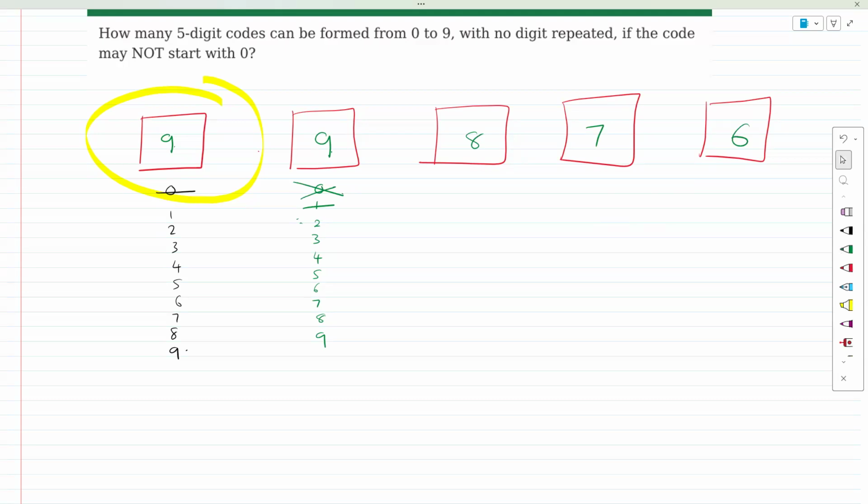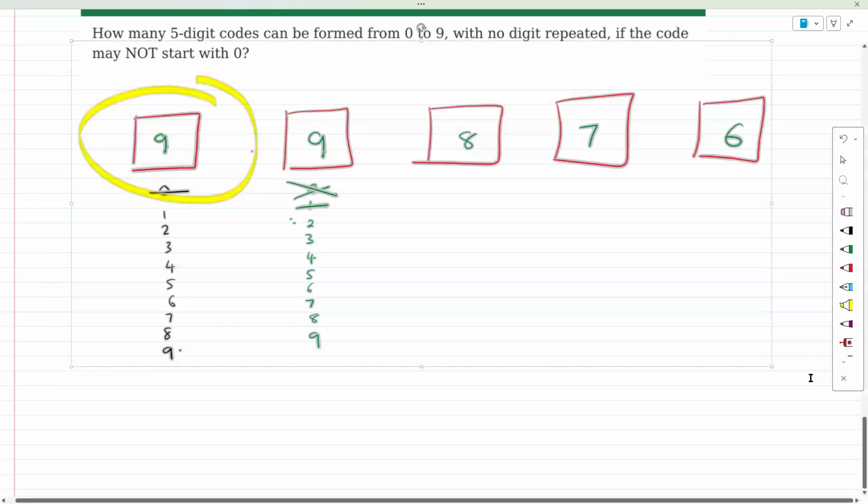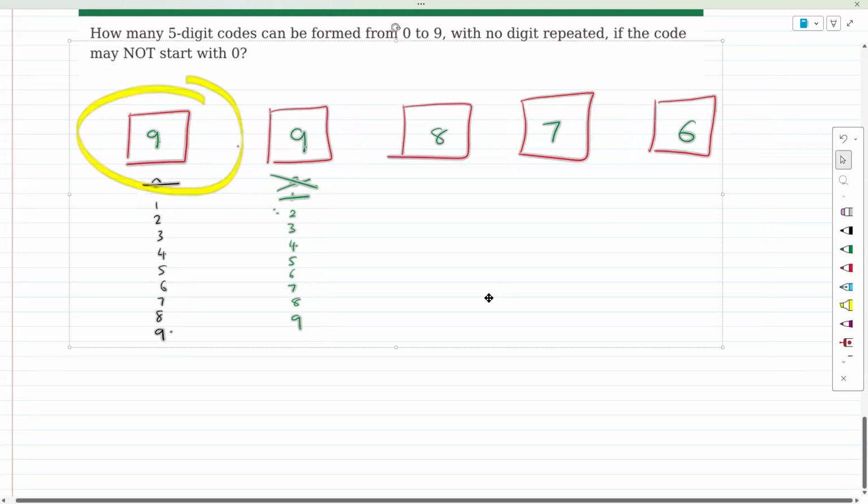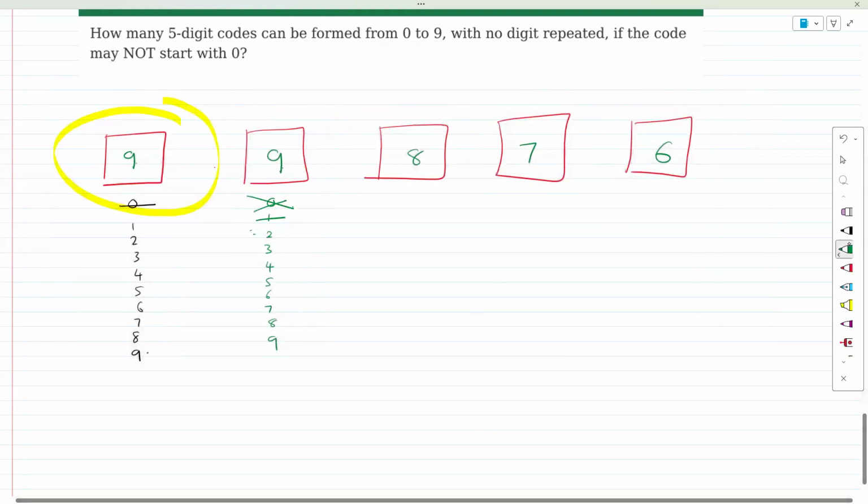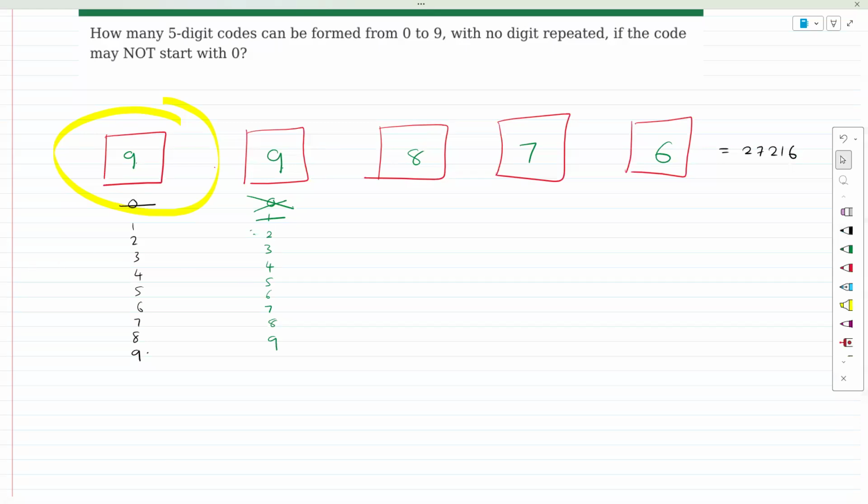When you multiply all of this with the counting principle, it should equal 27,216. And that's all. The restricted slots are the easiest ones to fill first because we know what's supposed to go there. So deal with those ones first.